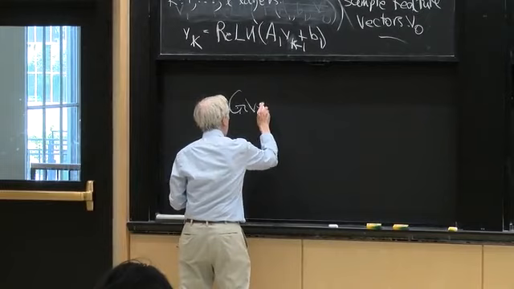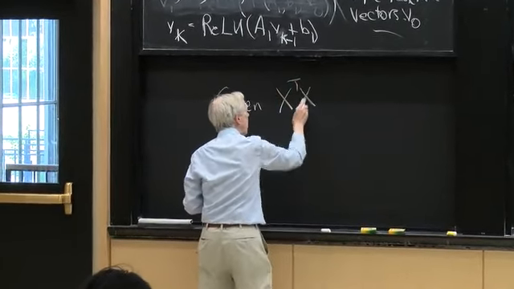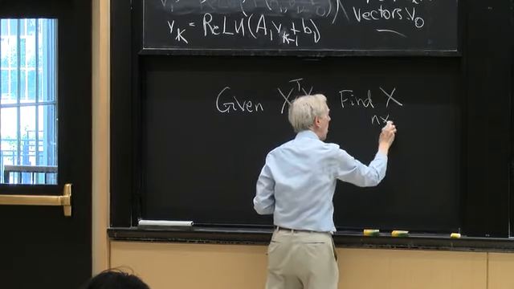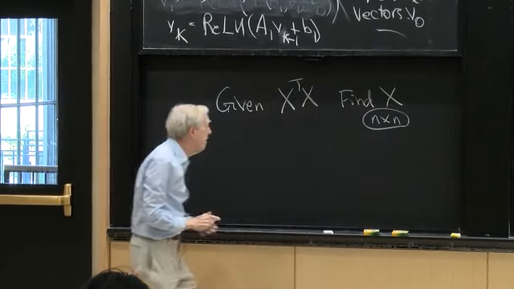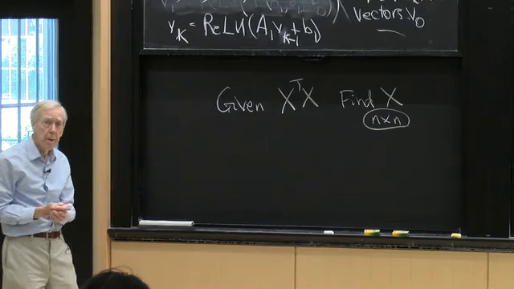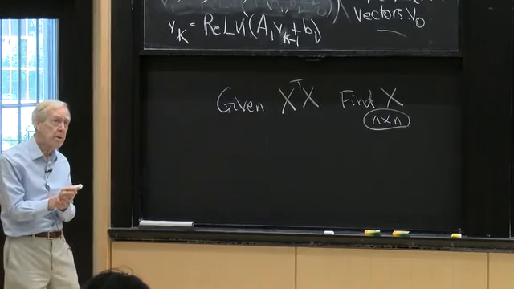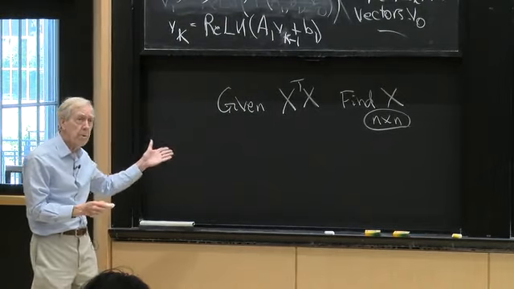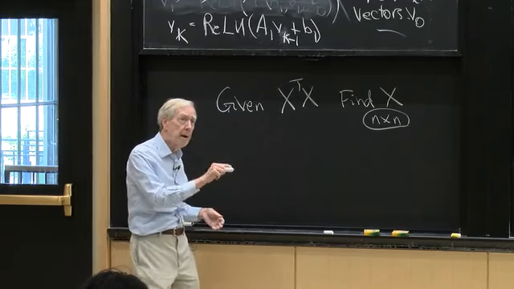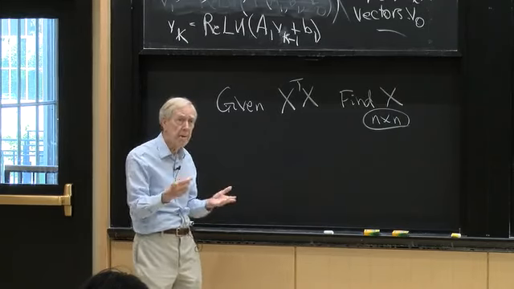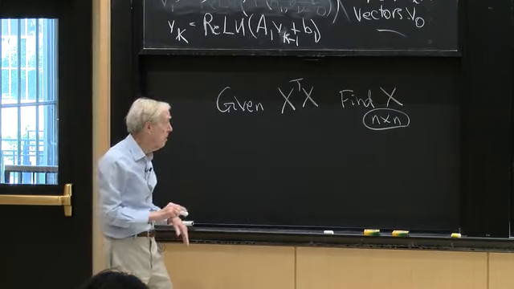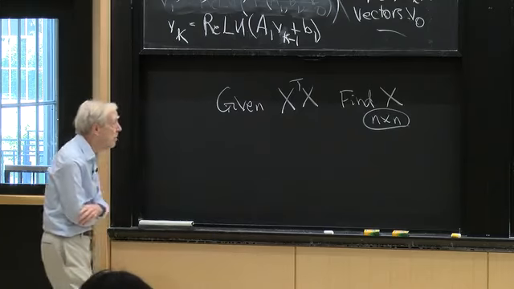Given x transpose x, find x. This is n by n. How would you do that? Could you do it? Would there be just one x? No. If you had one x, multiply that by a rotation by an orthogonal matrix, you'd have another one. So this is you finding x up to an orthogonal transformation. But how would you actually do that?